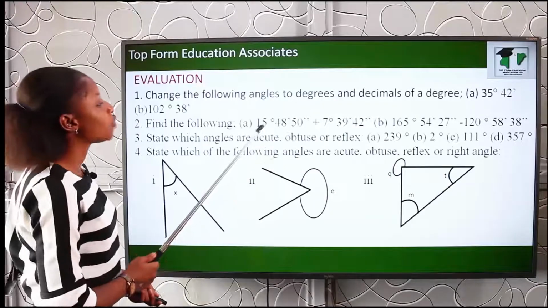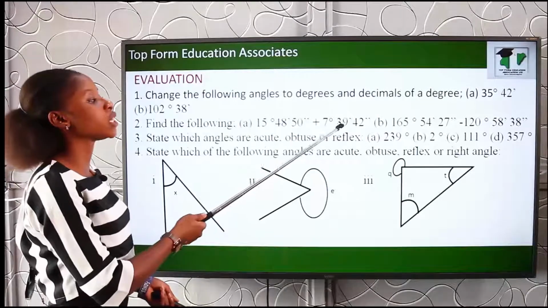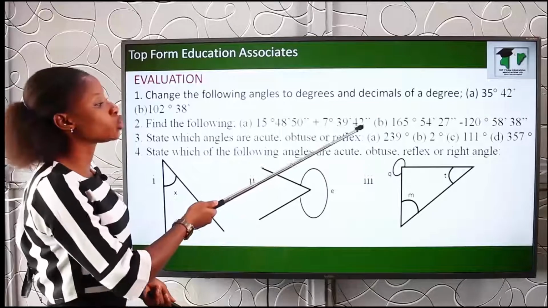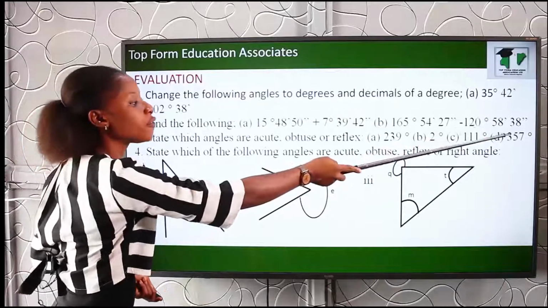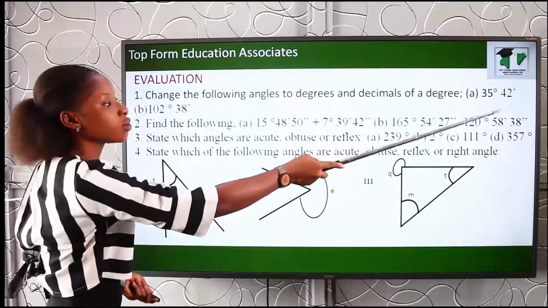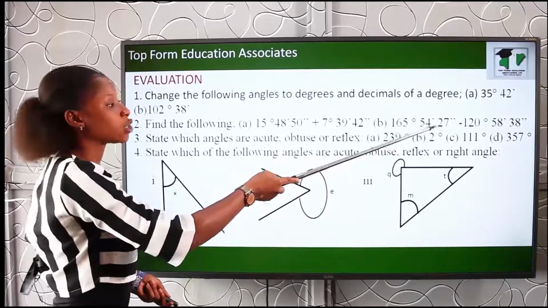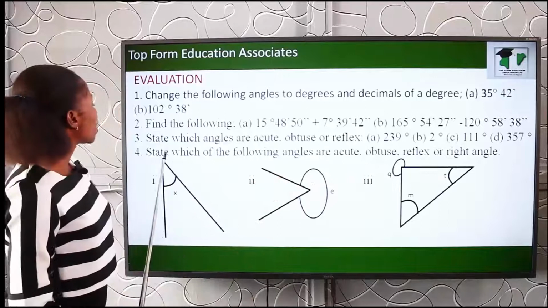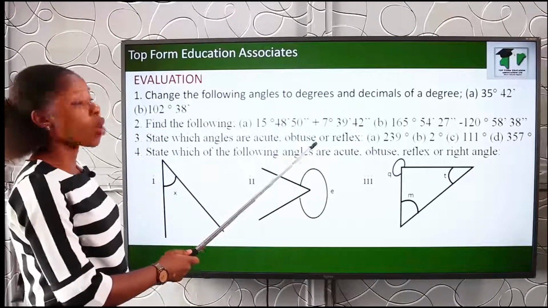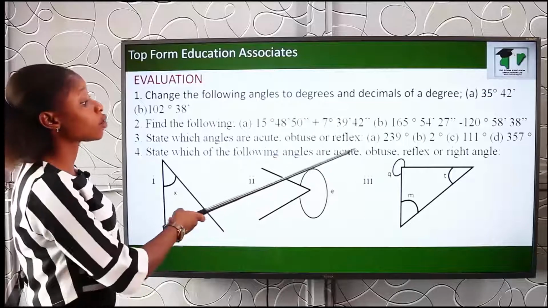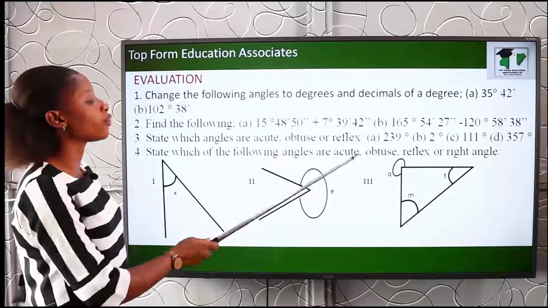We're asked to add 15 degrees, 48 minutes, and 50 seconds to 7 degrees, 39 minutes, and 42 seconds. And we're asked to subtract 120 degrees, 58 minutes, and 38 seconds from 165 degrees, 54 minutes, and 27 seconds. Number three says state which angles are acute, obtuse, or reflex.